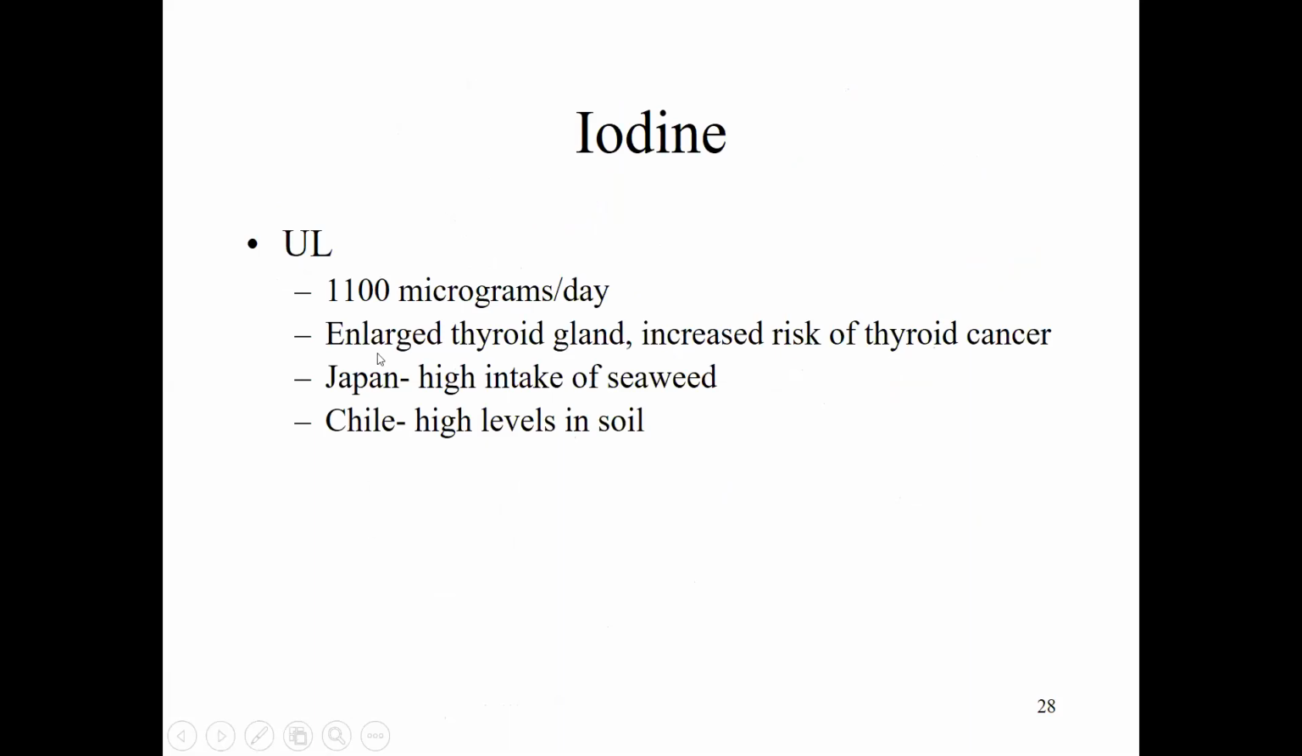You can actually have too much, and it will make your thyroid gland get bigger and increase your risk of thyroid cancer. We tend to see this in Japan just because they eat a lot of seaweed. Seaweed is part of their normal dietary practices. Chile happens to have a lot of iodine in their soil, so all the food they grow there can sometimes cause people to go over the UL.